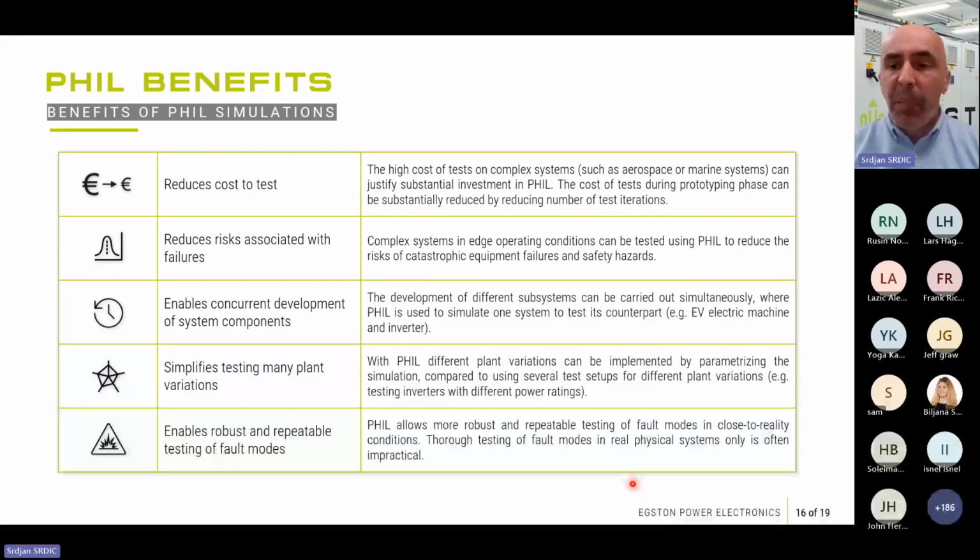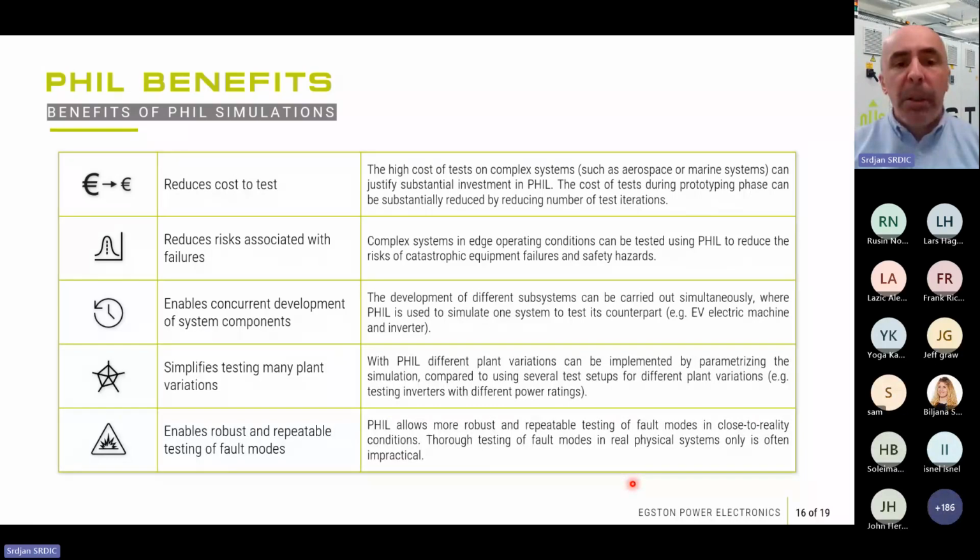Also, what's important is that you can have the simultaneous development of different components of the same system. For example, you're developing an electric machine and an inverter for EVs. During the development, you can develop them in parallel, and you can actually simulate, for example, the inverter with P-HIL and use that to test the machine, or you can simulate the machine with P-HIL and test the inverter against that P-HIL that simulates the machine.